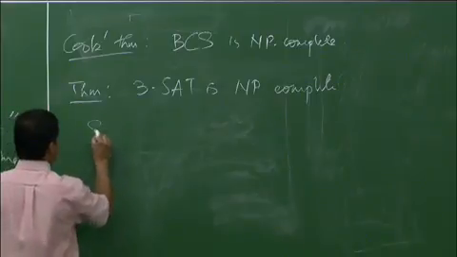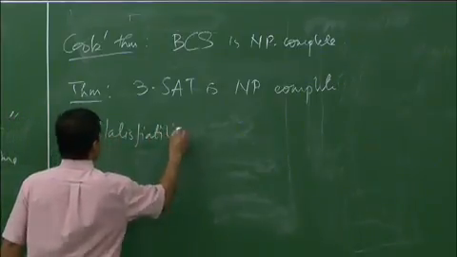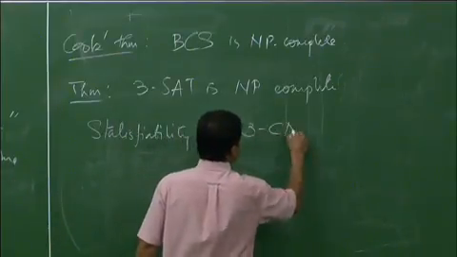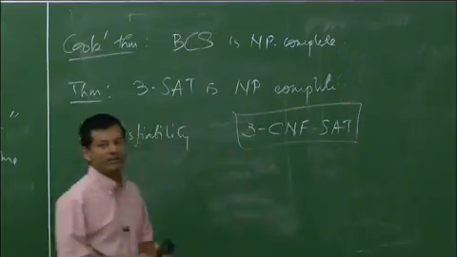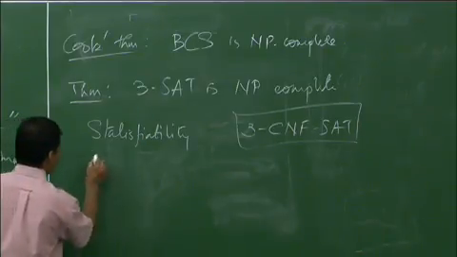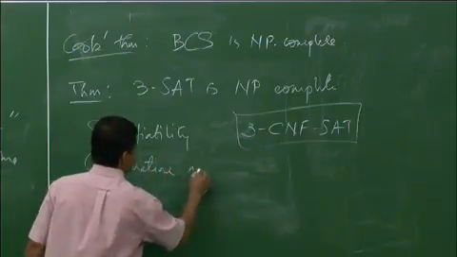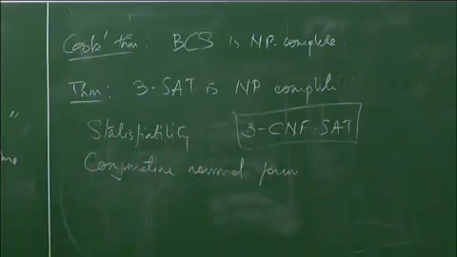SAT stands for satisfiability. 3-SAT is actually, the full form is 3CNF SAT, but we essentially drop the CNF because it is understood that it's a CNF. Okay, and let me tell you exactly what this thing is. A CNF stands for conjunctive normal form. What is a conjunctive normal form?